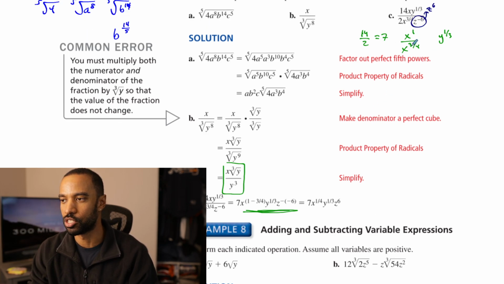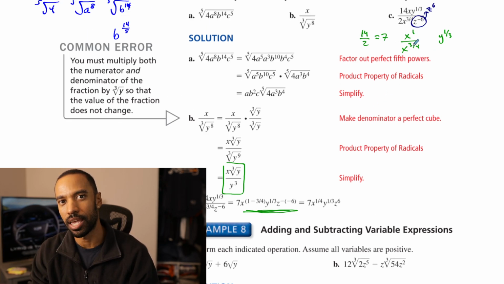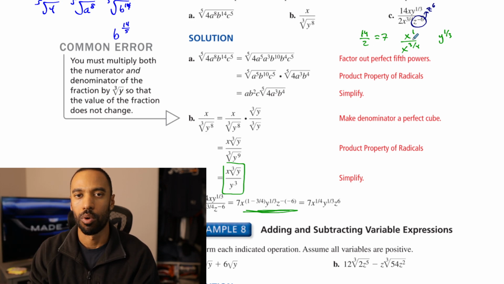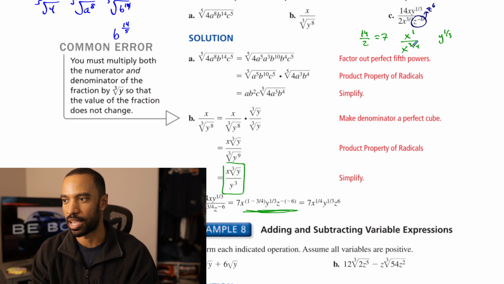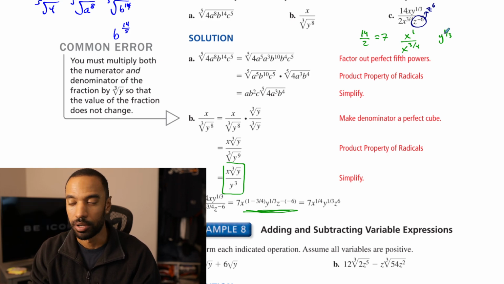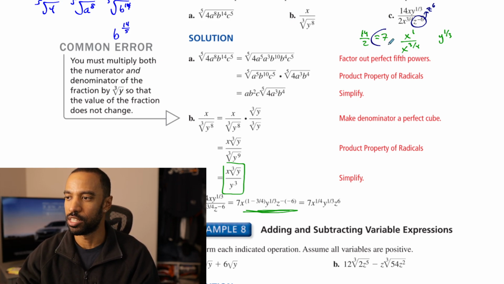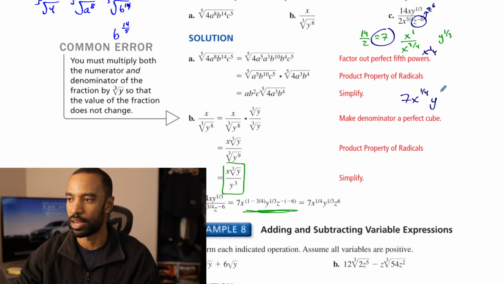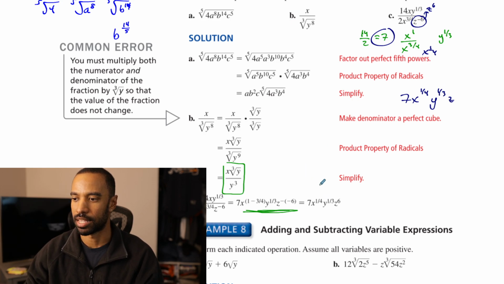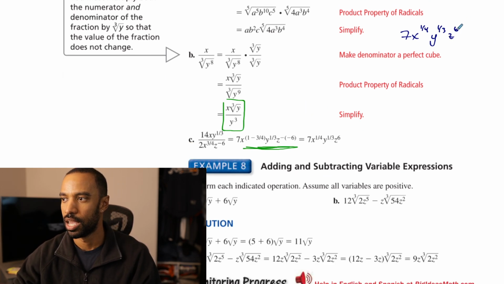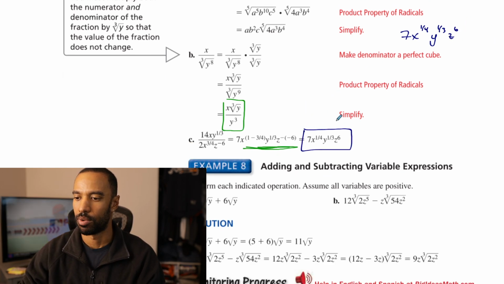X to the first over x to the 3/4 is x to the 1 minus 3/4 power. 1 minus 3/4 is 1/4, so you're left with x to the 1/4. You have y to the 1/3. So ultimately 7, x to the 1/4, y to the 1/3, and z to the 6 is all that's involved. 7, x to the 1/4, y to the 1/3, z to the 6, I should say. And that's the answer that we have right here.